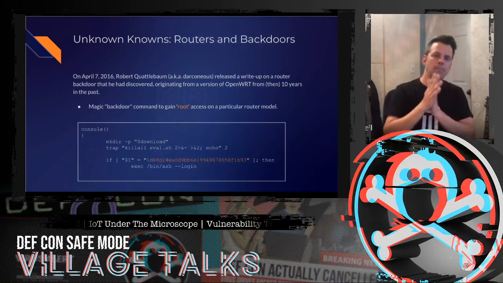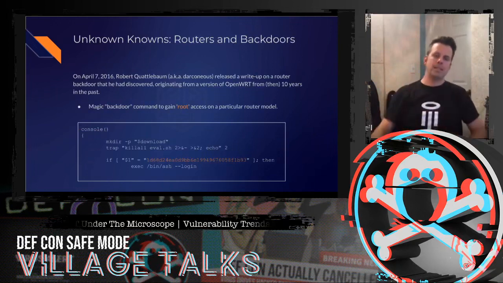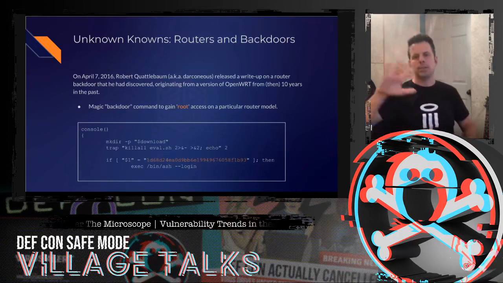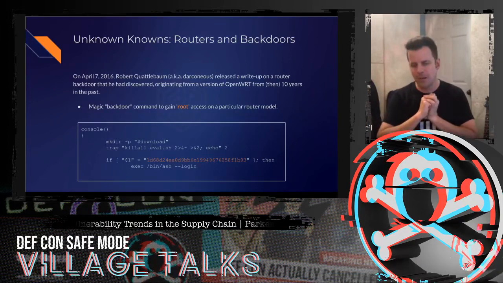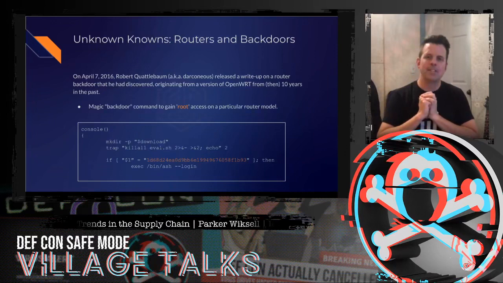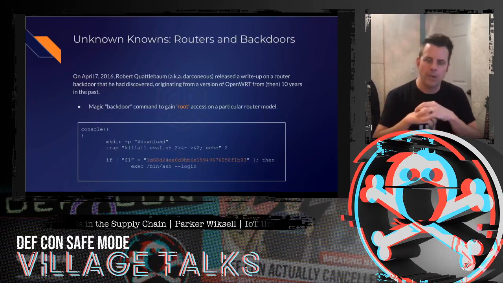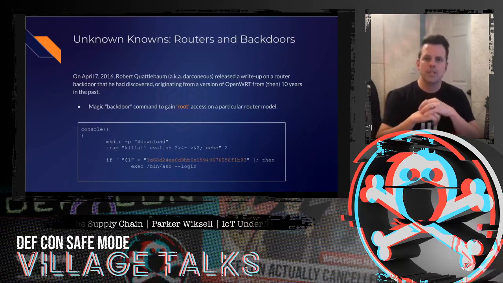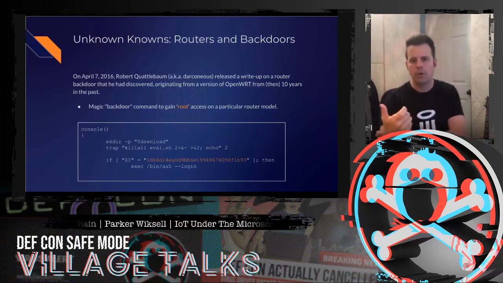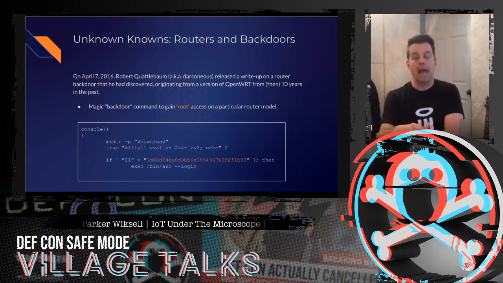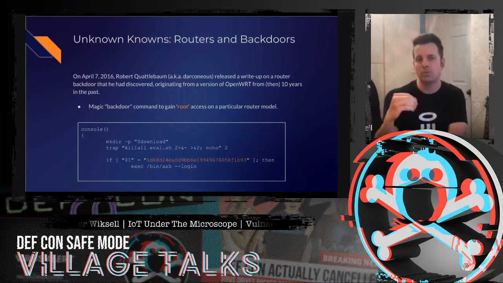Okay. So let's go to a specific example of a vulnerability, and let's look at the supply chain here. We'll go with an old example. This is from 4 years ago. I'm not going to try to butcher Robert's last name, but Darkonius, he released a write-up on a router backdoor that he had discovered originating from a version of OpenWRT, an open source router operating system from, at that point, 10 years in the past.